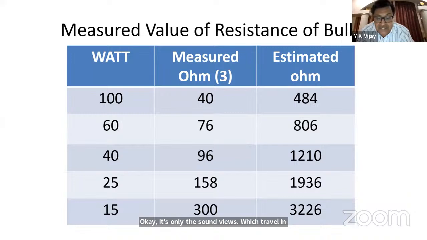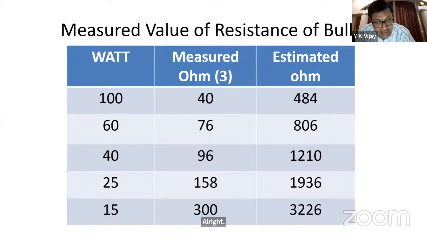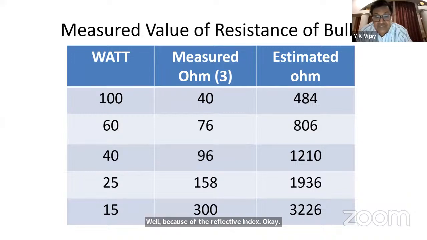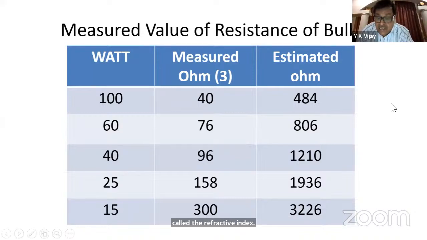Why does light slow down in water? It slows down by about 25%. Well, because of the refractive index. The ratio of the velocity in vacuum to the velocity in a medium is called the refractive index.